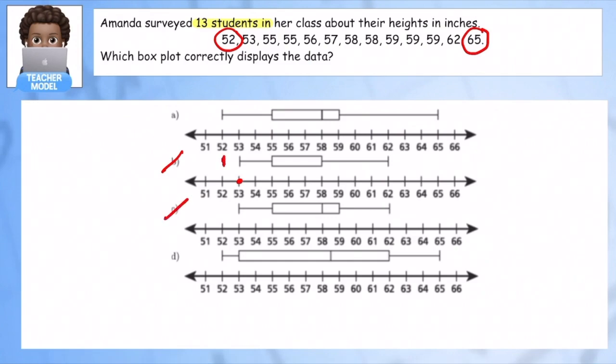And I'm going to cross out C. So automatically I found 2 of them. So now we're stuck between A and D. Do both of them go to 65? Yes. Let's find the median. We have 13 numbers. So let's find the 7th. 1, 2, 3, 4, 5, 6, 7. Here's our middle number. 1, 2, 3, 4, 5, 6. 1, 2, 3, 4, 5, 6. And here we go. Look, the median here is 58. This one is not 58. So I can definitely, with confidence, say A is the answer because this has the wrong median.